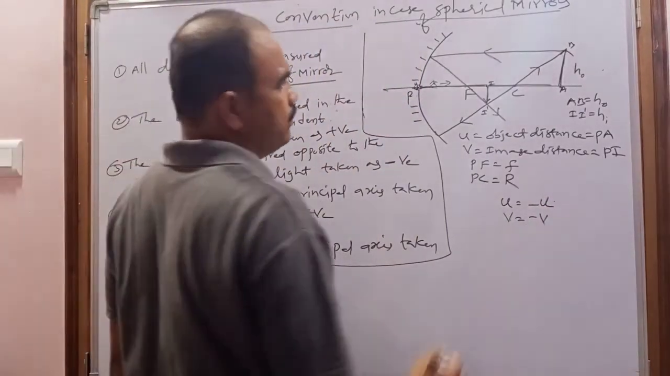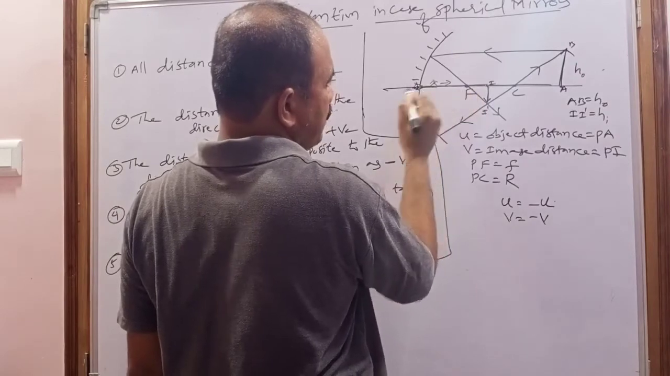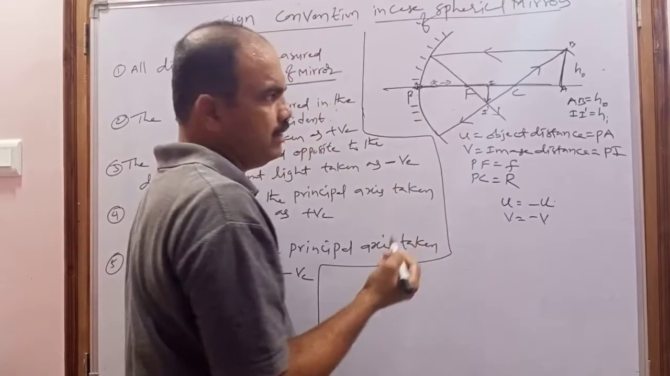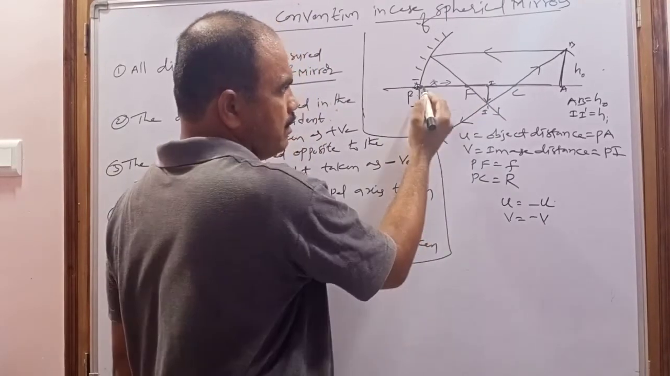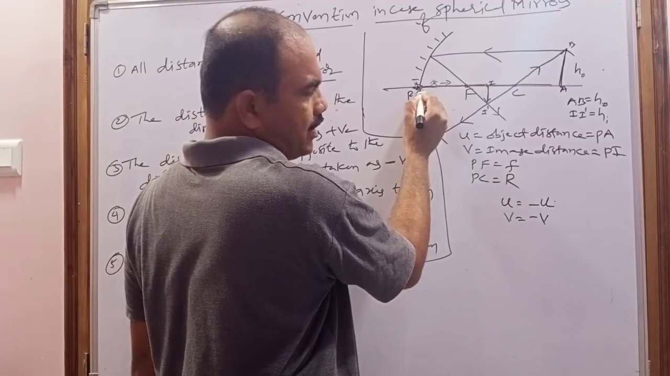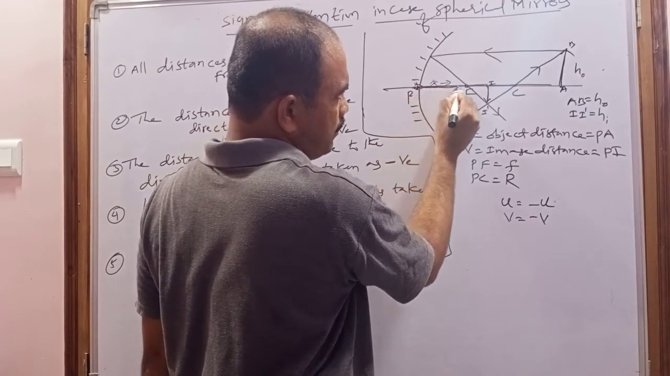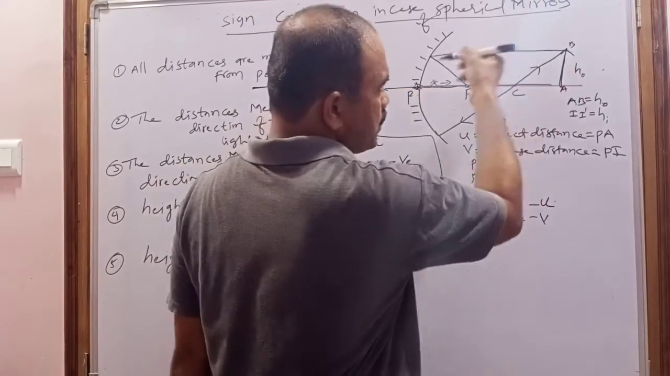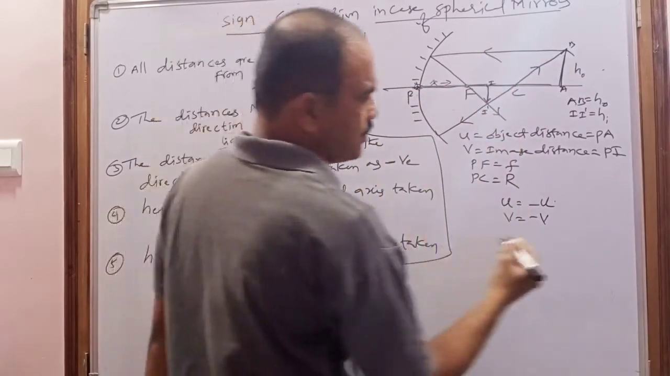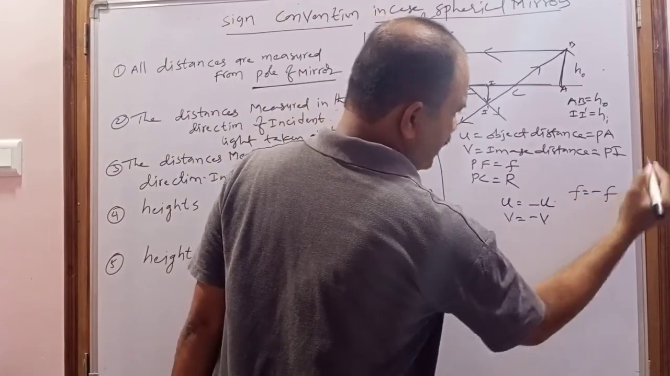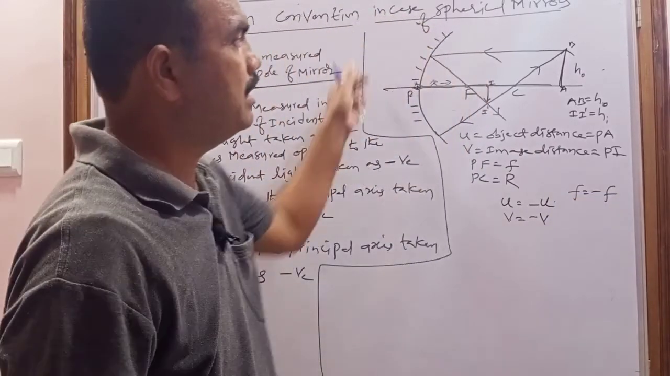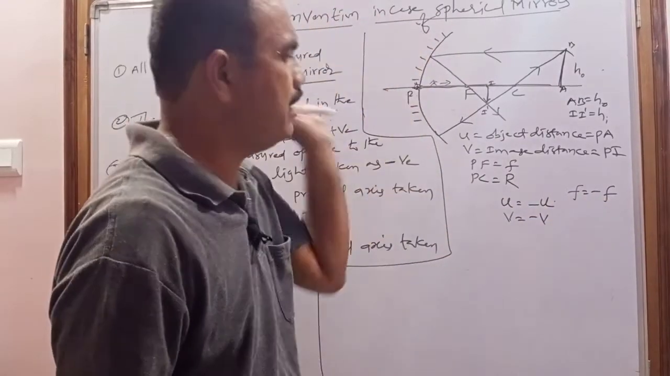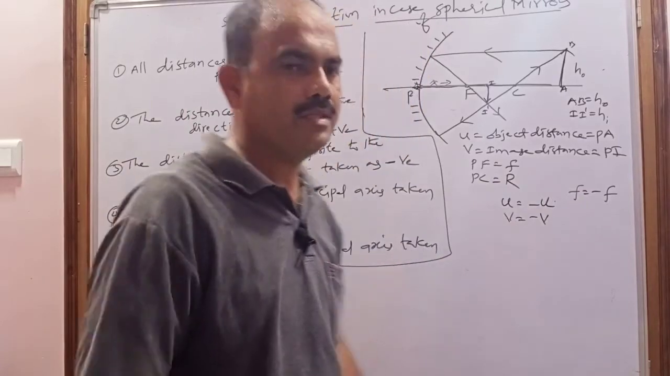And next, come to the focal length. This is the focus, and this is the pole. The distance between the pole and focus is the focal length. To measure it, you start from the pole and move up to the focus. But in which direction are you moving? Again opposite to the direction of the incident ray. So that's why the focal length is minus. That's why the focal length of the concave mirror is always negative. Remember, this is a concave mirror.